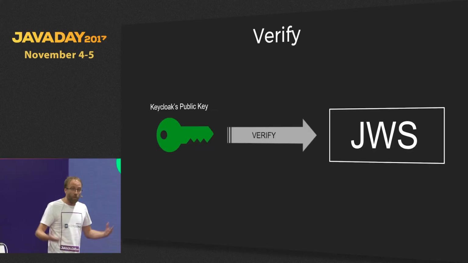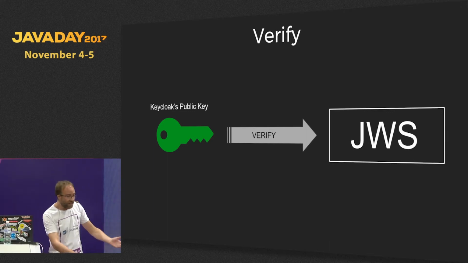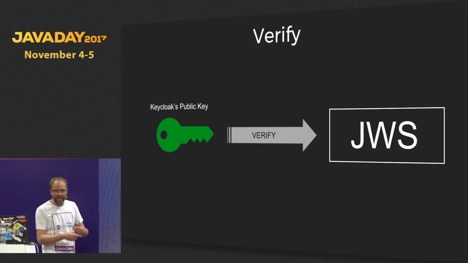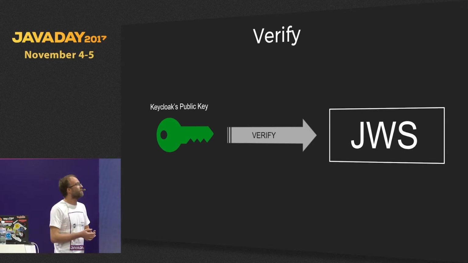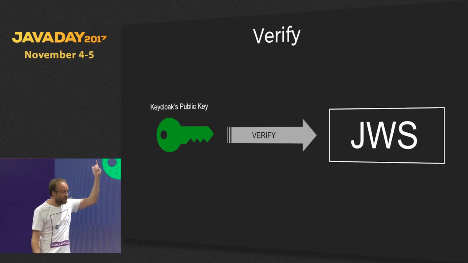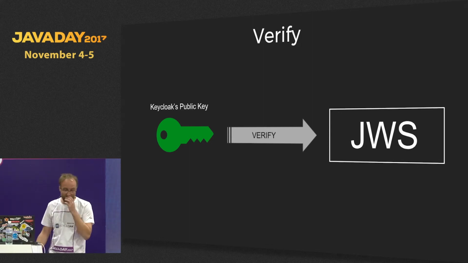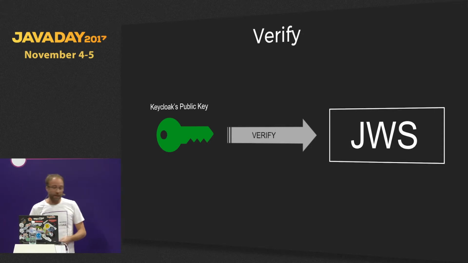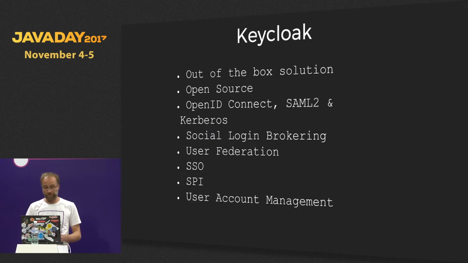once a service, a REST service, for instance, receives a request, and in the header there's this token, he has to verify this token. And just using the public key that Keycloak gave to him, he will be able to verify the token and authorize or not the service.